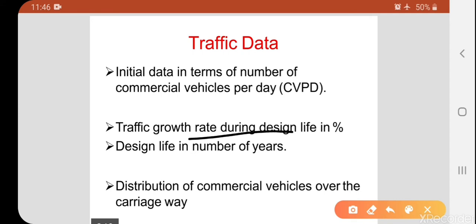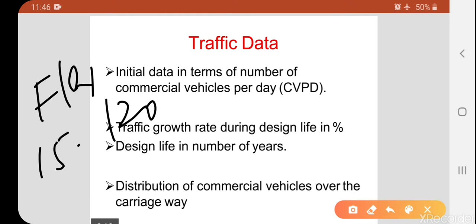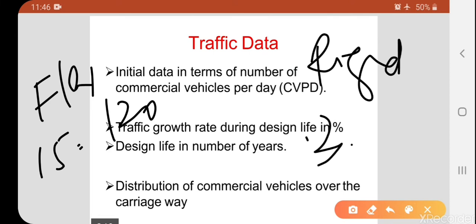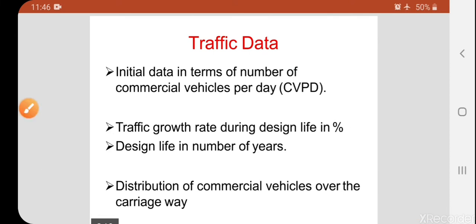Next, traffic growth rate, which we already learnt in traffic engineering, because every year there will be a growth rate in the traffic. So that should be considered, because if we are constructing a flexible pavement, the life cycle will be 15 to 20 years. If we are constructing a rigid pavement, 30 to 40 years. So for 40 years, growth of population and forecast should be considered for the design of the pavements.